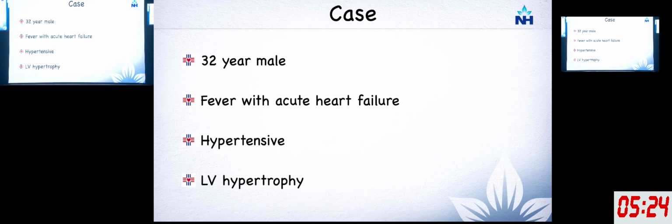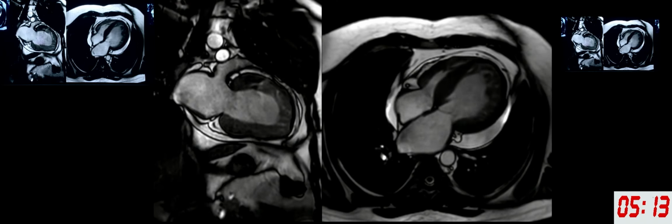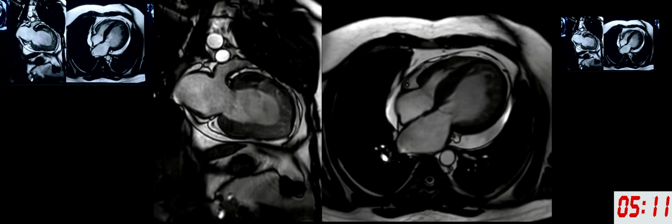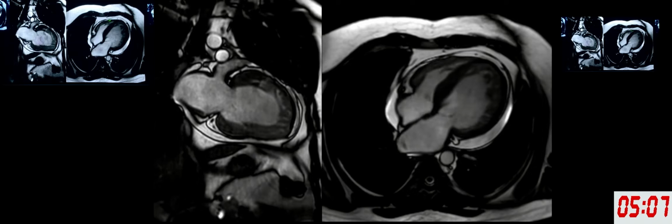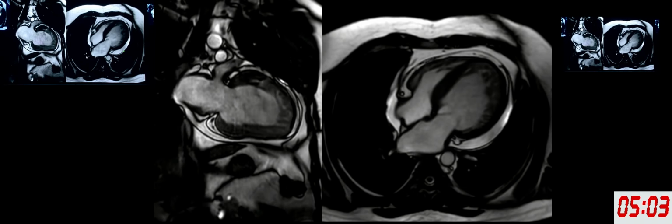I think last 2 cases, I have a 32-year-old male, fever with acute heart failure, recent images from our department, and this is what we found. Circumferential LV hypertrophy, some hypertrophy of the RV, LV function is down, there is pericardial effusion, and this is the LGE enhancement.